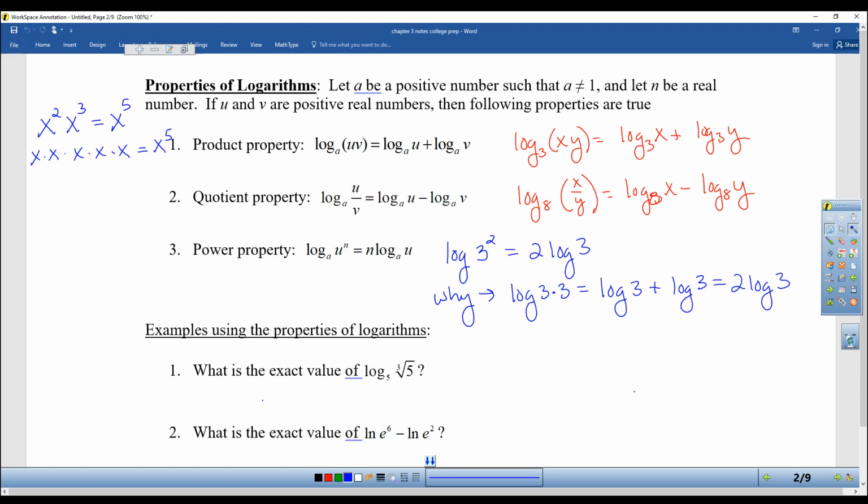Right? So that's why that one works. So these are the 3 properties that we're learning today, and we're just going to spend the whole block using them and making sure that you get them by the end.